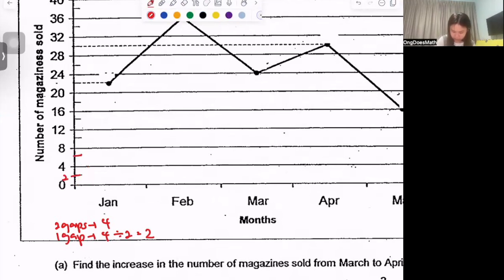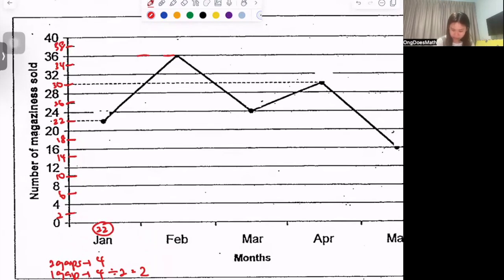2, 4, 6, 8, 10, 12, 14, 16, 18, 20, 22, 24, 26, 28, 30, 32, 34, 36, 38. Okay, so January, it will be 22. February, how you do is you trace it all the way to the left, it'll be 36. March, it will be 24. April, you trace already, so it's 30.